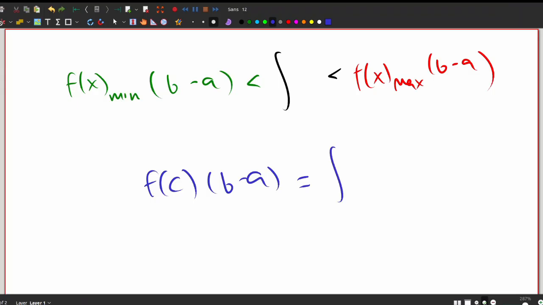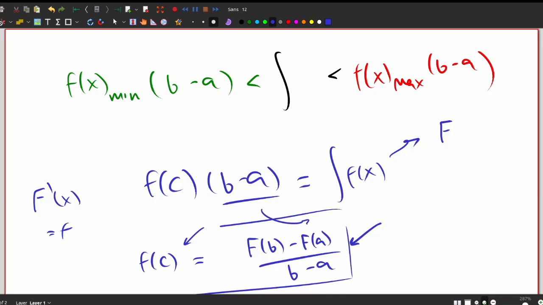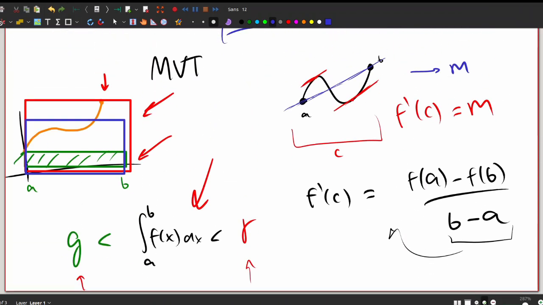Now, the reason this relates to the mean value theorem is because it looks the same if I were to move this down here. So f of c is equal to, now the integral of f of x, we're going to call it capital F, so it is equal to F of b minus F of a over b minus a. This is just the average rate of change from a to b, and f of c is the derivative of capital F. So the formula is essentially the exact same as the mean value theorem for derivatives, but the intuition behind it is slightly different because that comes from areas and integrals over here.